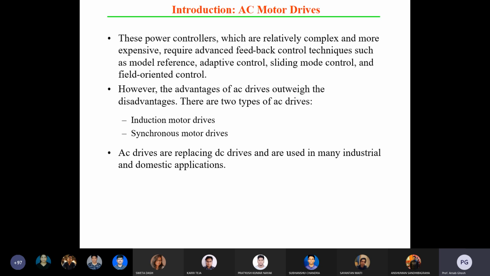The power controllers, which are relatively complex and more expensive, require advanced feedback control techniques such as model reference set point tracking, adaptive control, sliding mode control, and field oriented control (FOC). So you can understand their controlling behavior is complex, which is quite difficult for AC motor drives.